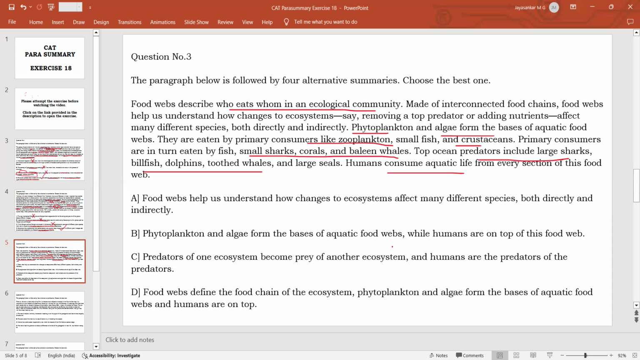Option B, phytoplankton and algae form the basis of aquatic food webs, while humans are on the top. This is only talking about the aquatic food webs. So this also is a possible answer. Keep it in your mind.